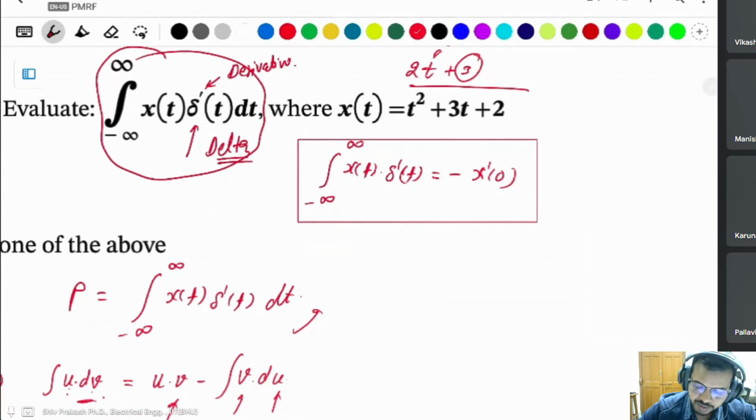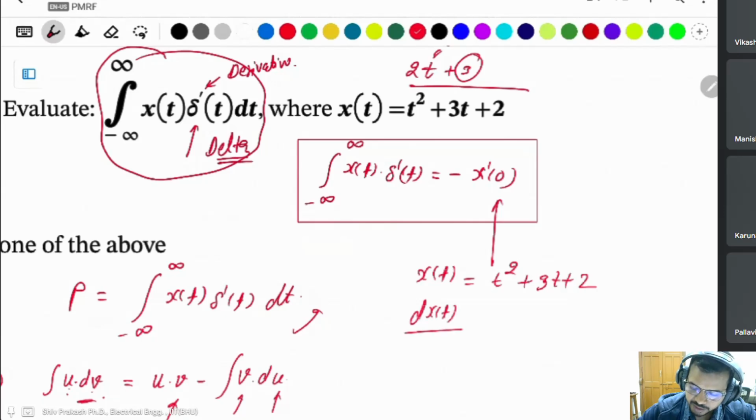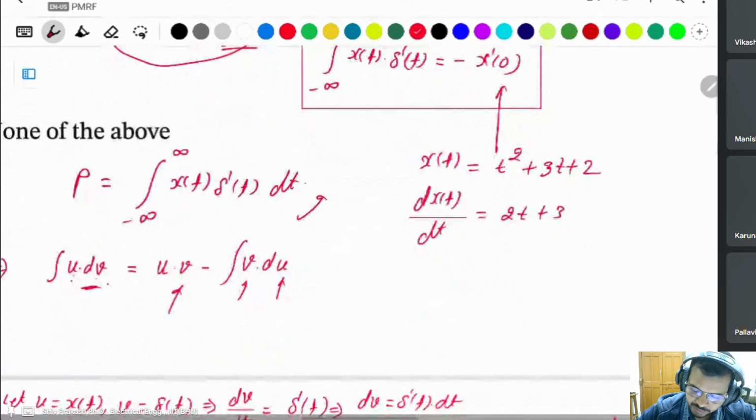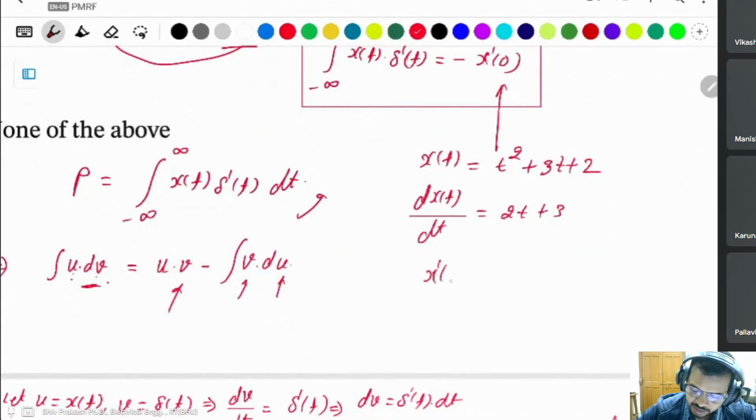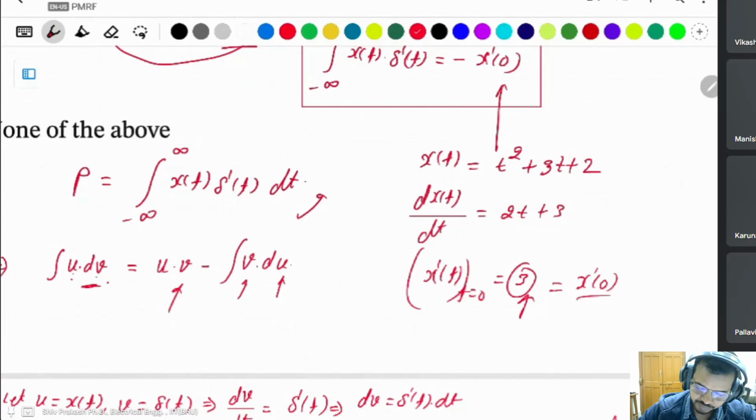Then simply differentiate x(t) equal to t squared plus 3t plus 2. dx(t)/dt is 2t plus 3. For the same signal, x'(t) at t equal to 0 is equal to 3. This is also known as x'(0).